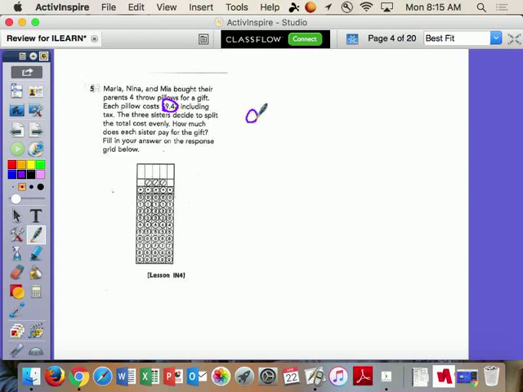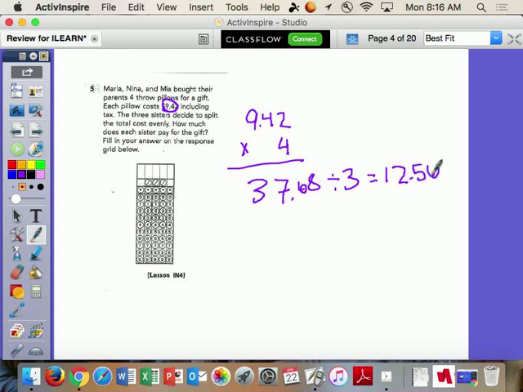Okay? So there is $9.42 for 1 pillow. But how many do they buy? 4. So how do I figure out how much they're paying for these pillows? Times it by 4. Okay? That's going to give me a total of $37.68 for the 4 pillows. Then each girl is helping to pay for them. So then what happens? They're going to divide that by 3. And that's going to give them $12.56 per person. And that's what they're looking for. You don't have to worry about anything with this. Okay?